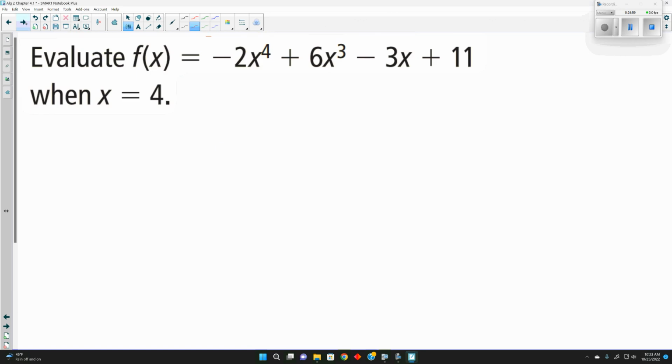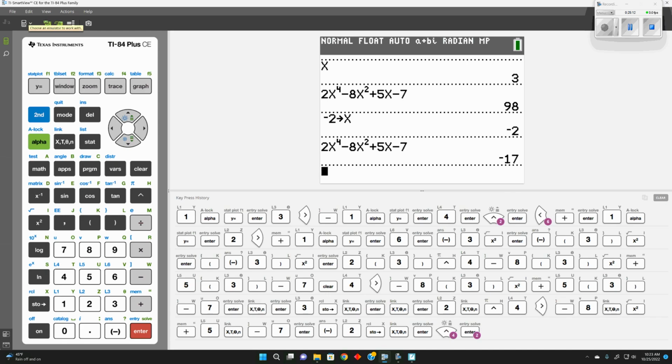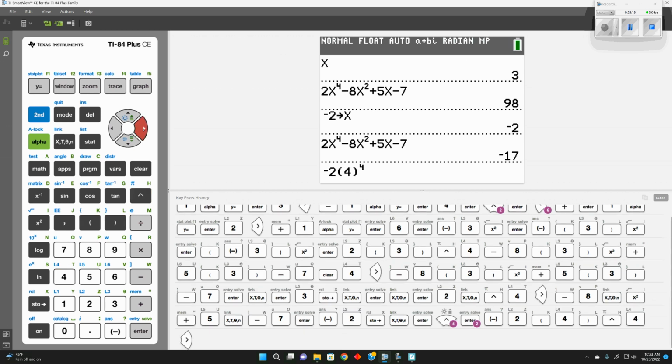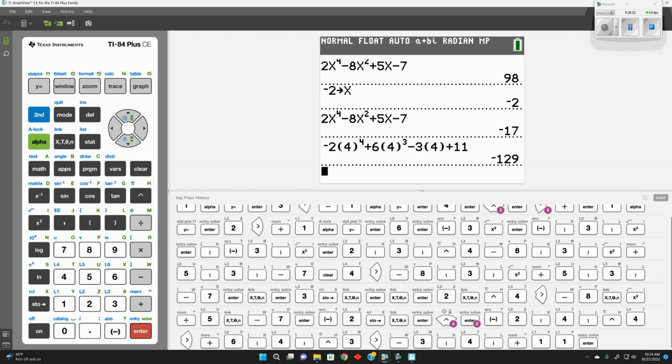So, if we look at this next one here, we're going to plug 4 into this. So we can use the calculator. We could say -2 parentheses 4 to the 4th power plus 6 times 4 to the 3rd minus 3 times 4 plus 11. And we get the answer.